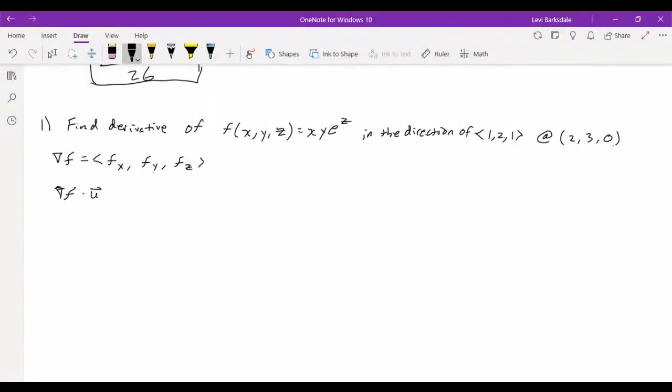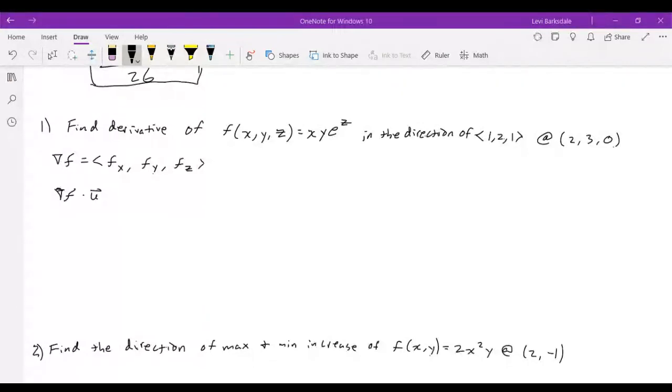Actually, I'll go ahead and write down the second practice problem. Find the direction of maximum and minimum increase of f of x, y equals 2x squared y at the point (2, -1). I'll give you a couple of minutes to work through those.